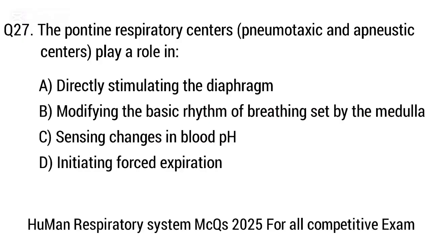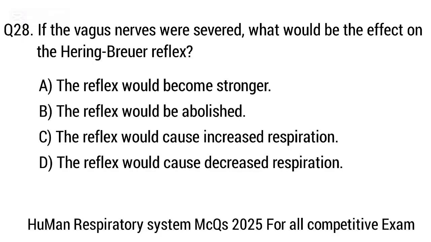Question 27. The pontine respiratory center plays a role in. The right answer is option B. Modifying the basic rhythm of breathing set by the medulla. Question 28. If the vagus nerve were severed, what would be the effect on the Hering-Breuer reflex? The right answer is option B. The reflex would be abolished.